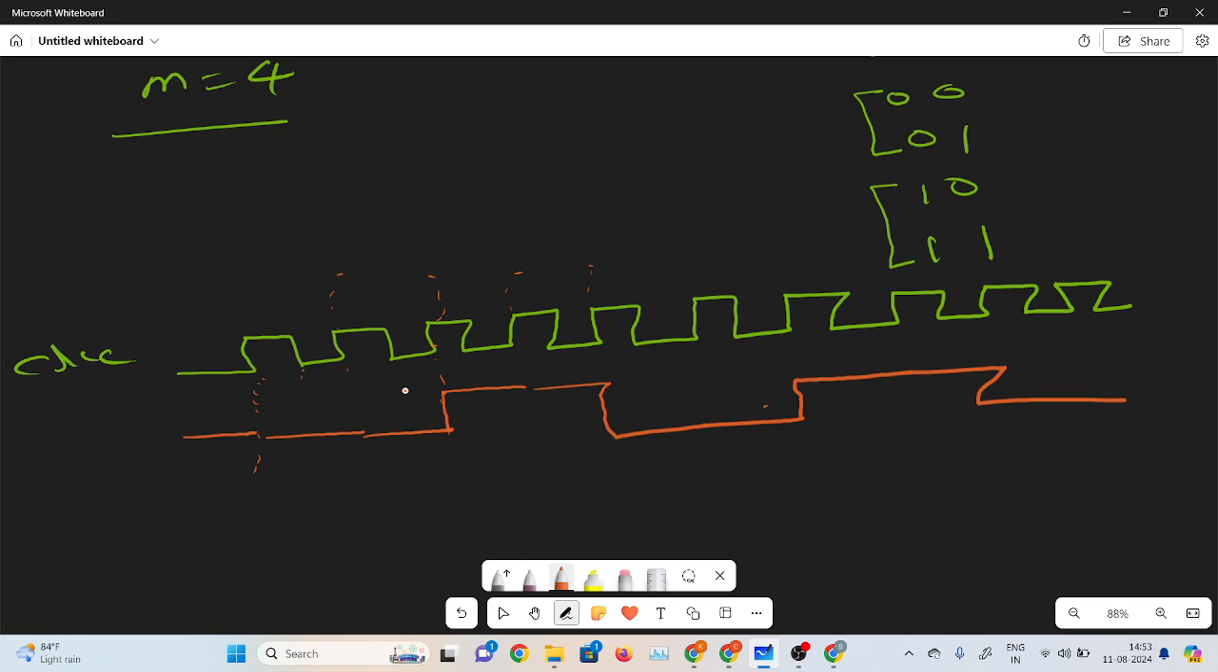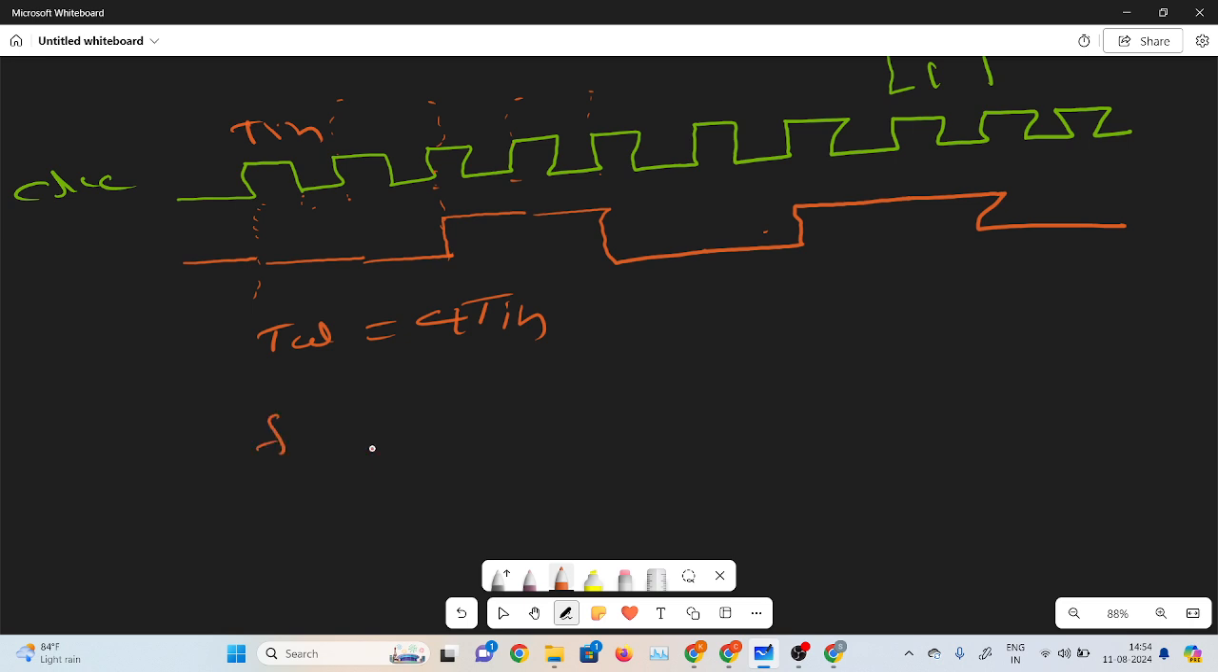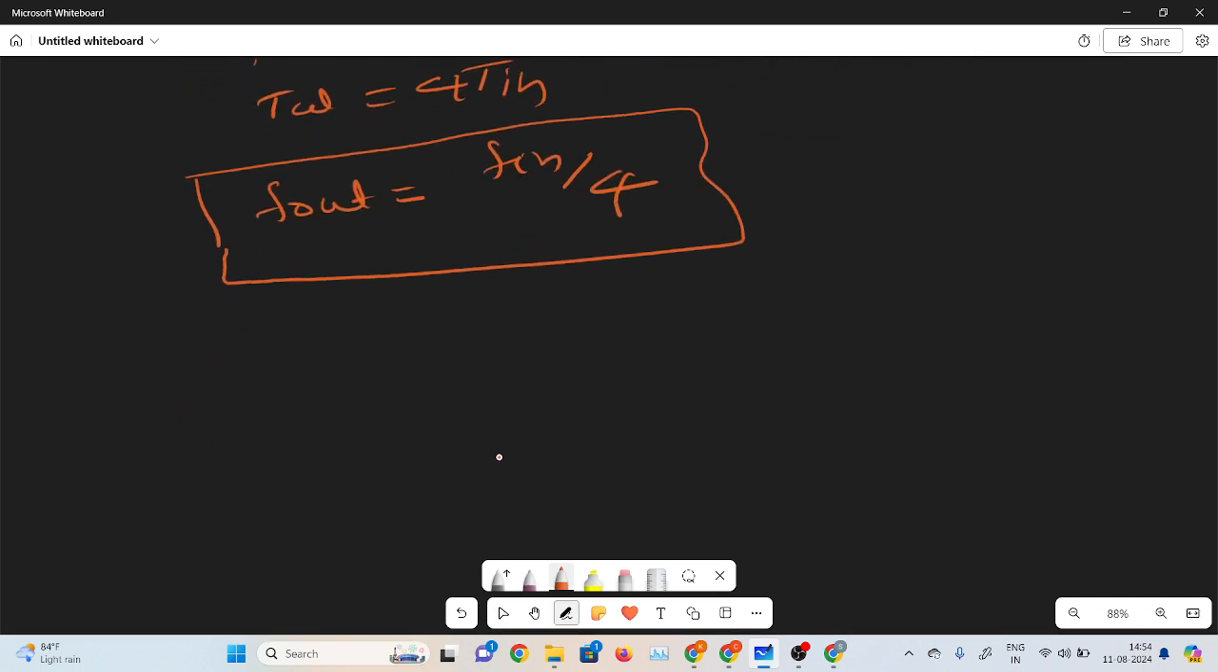So this is the time period of one output clock. T out is equal to T in plus T in plus T in plus T in, that is 4 T in. So T out is equal to 4 T in. If the time period is 4 times, then the frequency f out is equal to f in by 4. So this is the f by 4 circuit.